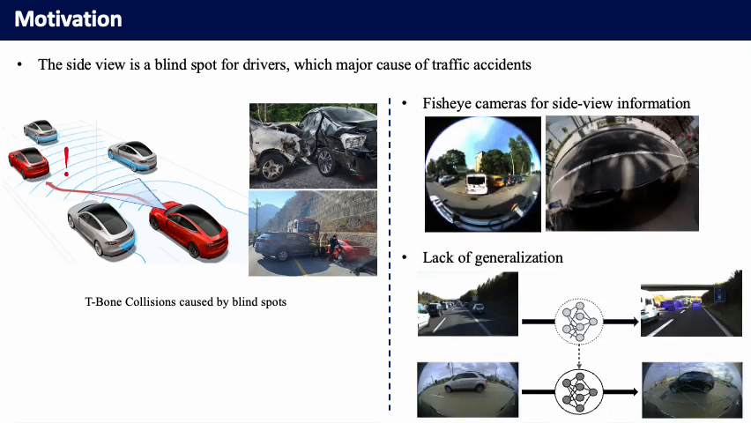For the side view 3D perception, there are many attempts to use fisheye cameras in side view. As you can see in the slide, fisheye cameras have a larger field of view than perspective cameras, which can handle large area information with only a single camera. Despite these advantages, it is hard to use a pre-trained model in the fisheye image domain because of generalization.